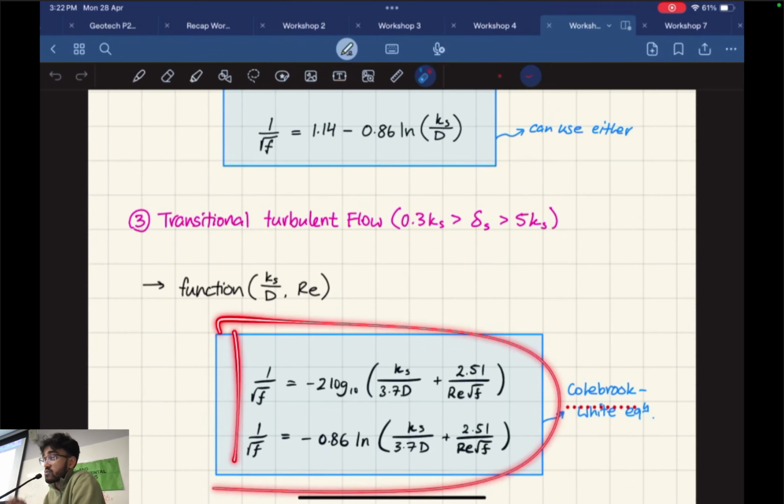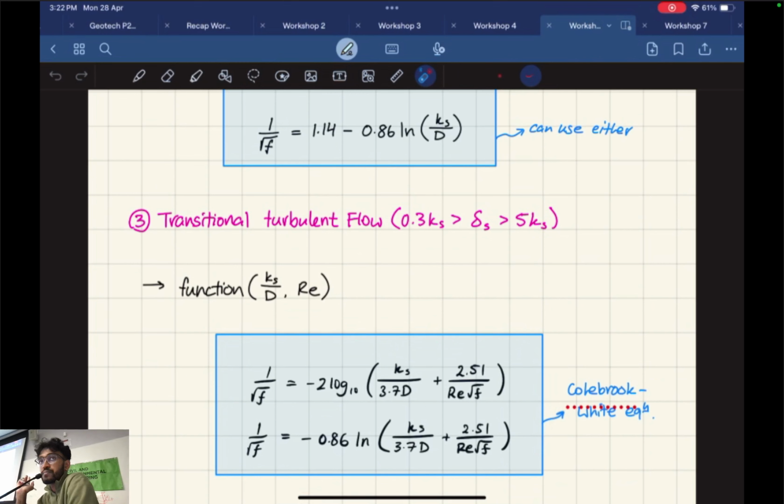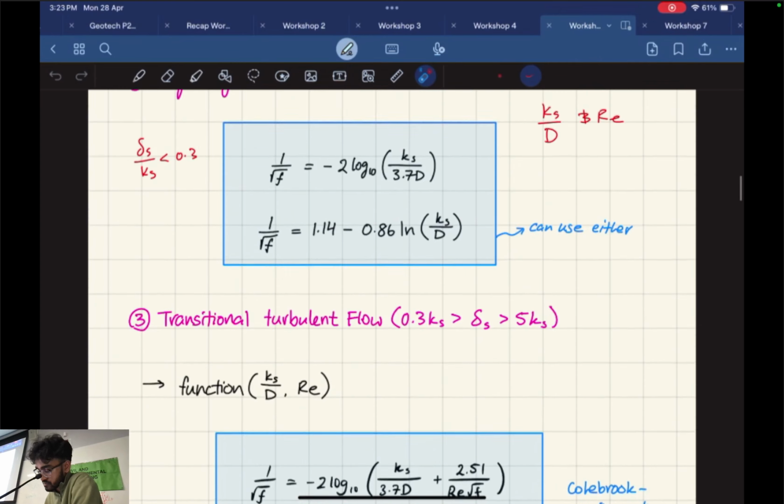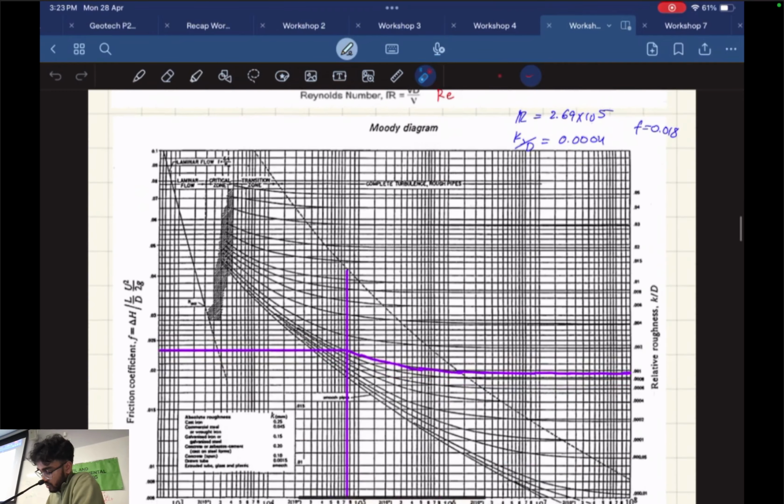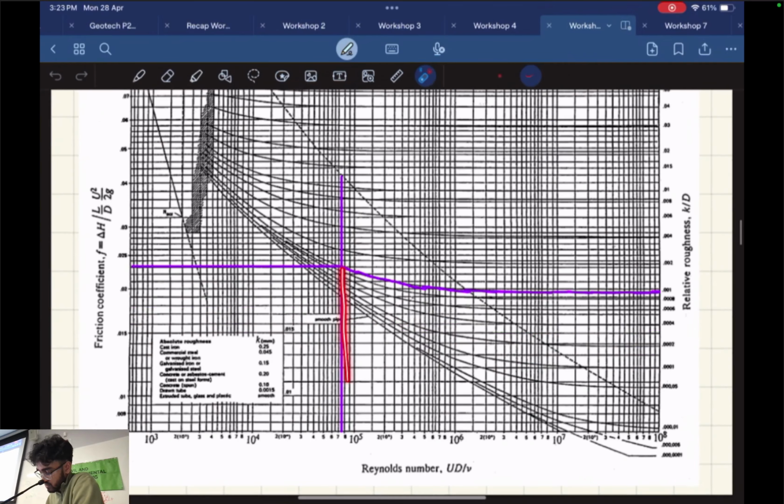There's literally no way to solve this, so you're going to have to use the Moody diagram for that as well. So if you're ever in doubt, just use the Moody diagram. It always works. And I'll go through how you can use it. You obviously find your Reynolds number, which is here at the bottom, and you draw a vertical line up from your Reynolds number.